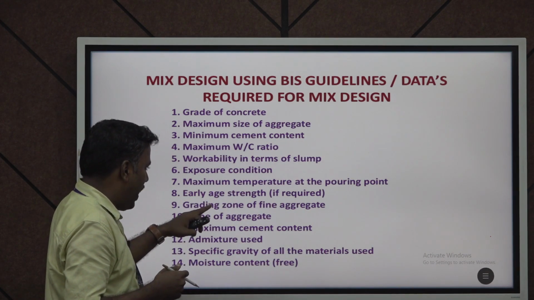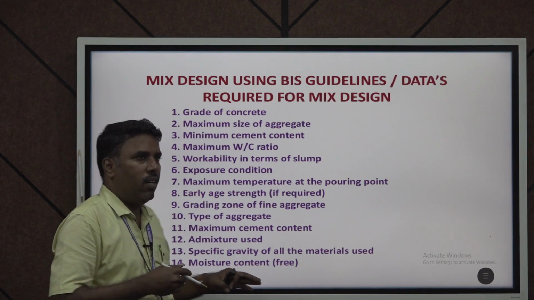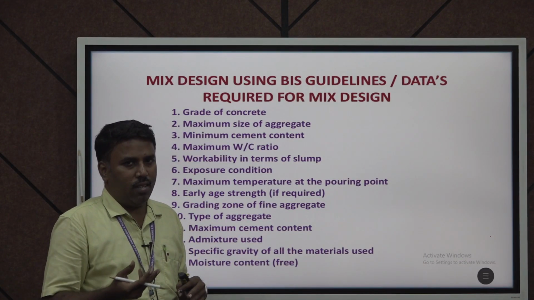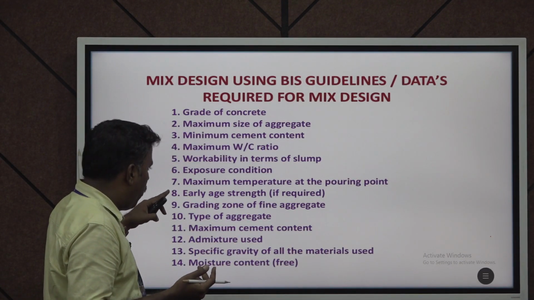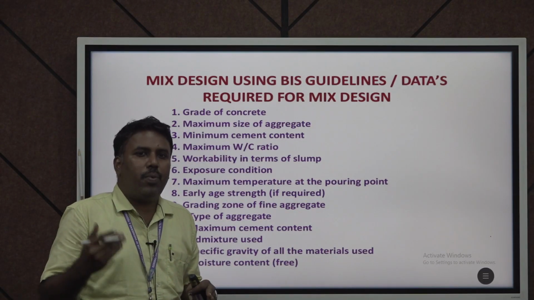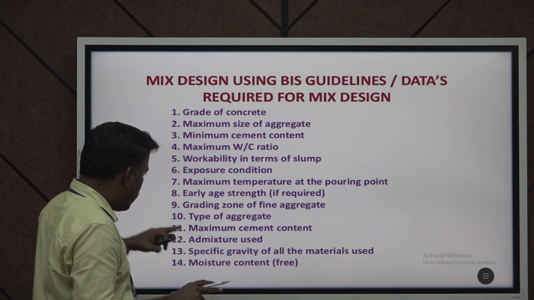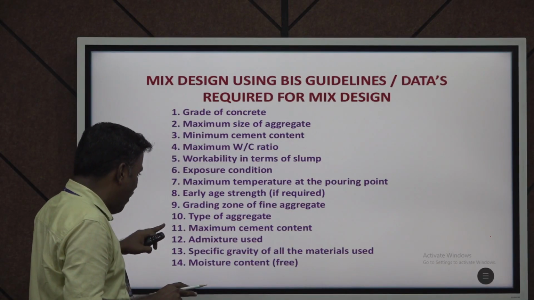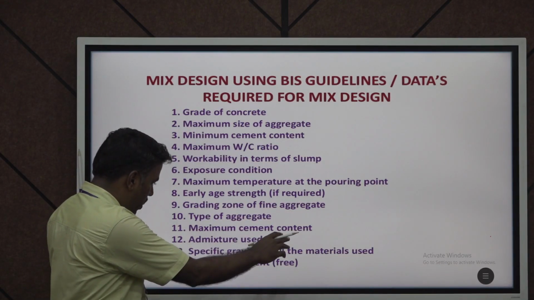Ninth one is grading zone of fine aggregate. Usually we prefer zone 1 and zone 2 fine aggregates. Actually totally 4 gradings are there. We prefer the first 2 grades. 10th one is type of aggregates. 11th one is maximum cement content.